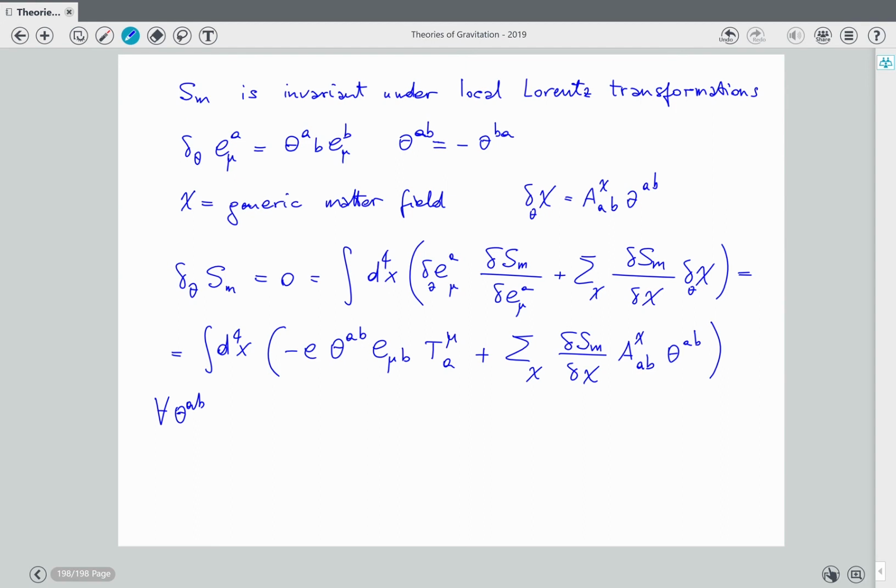For the moment, let us assume that theta^{AB}, we are using the fact that S_M is invariant under local Lorentz transformations, so we can make theta^{AB} arbitrary functions of x. Then we will comment about the invariance under only global Lorentz transformations. But for the moment in gravity, you have necessarily invariance under local Lorentz transformations.